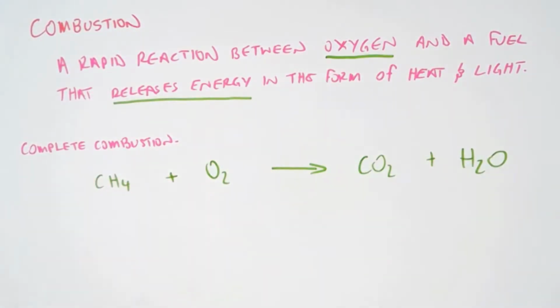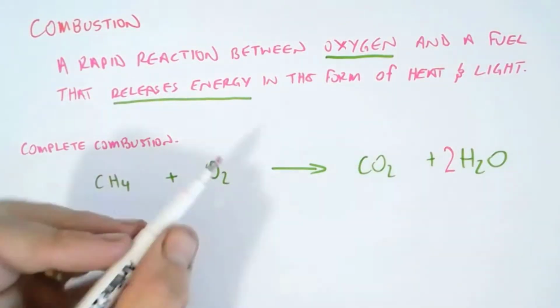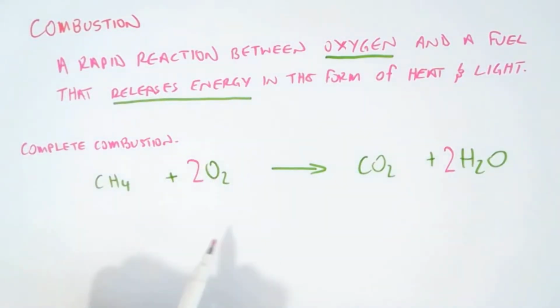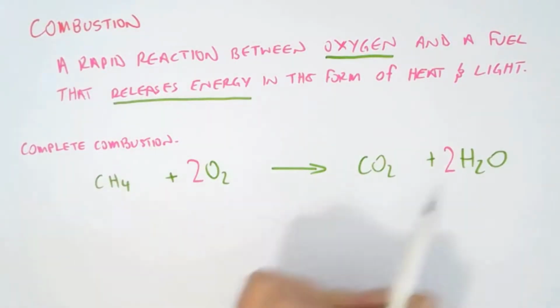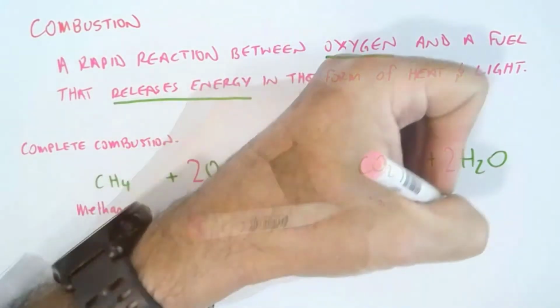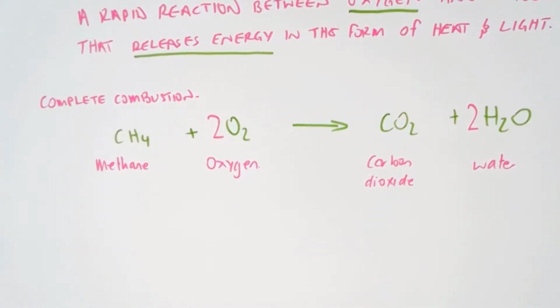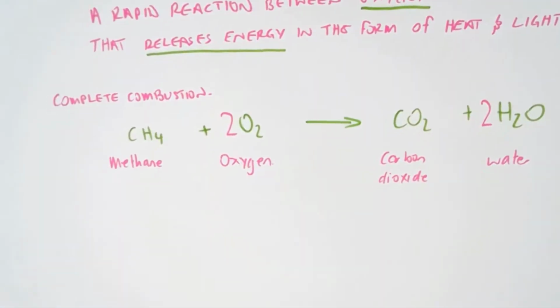Now we need to balance that. We've got one carbon on each side, that's fine. We've got two oxygen on this side, and we've actually got three oxygen on this side. So if we put a 2 here, then we've got 4 oxygen. 2 times 2 is 4 oxygen. So now, well, that's it, we're done, because we've got 4 hydrogen, and 2 times 2 is 4 hydrogen. So this is methane, this is oxygen, this is carbon dioxide, and water. That's complete combustion. What's really important for a combustion reaction is that sufficient oxygen is present.